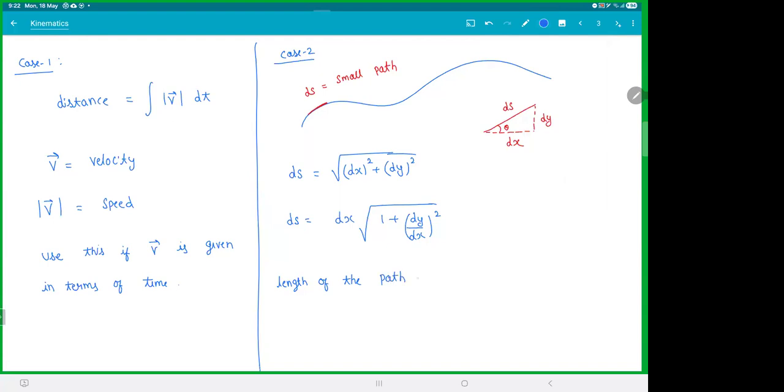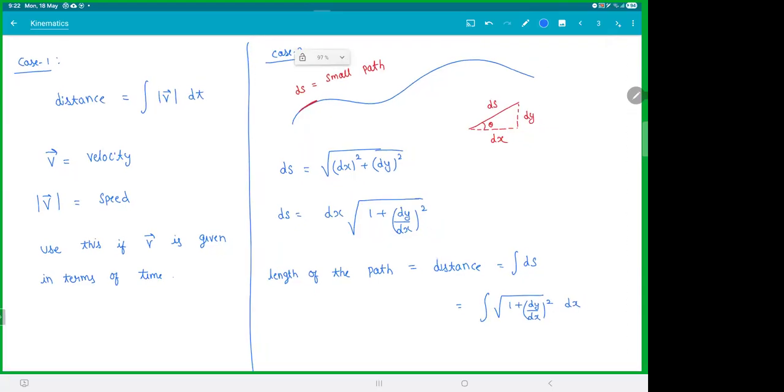Length of the path or distance is integral ds, which is nothing but integral square root of 1 plus (dy/dx) whole square into dx. You can also write this, if you guys remember, what is 1 plus (dy/dx) whole square? This is 1 plus slope square into dx. So if you know the slope of the curve, I can use this.